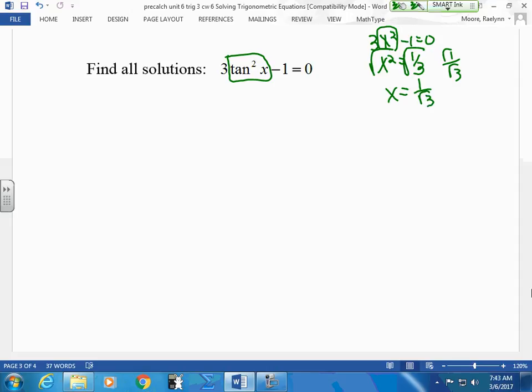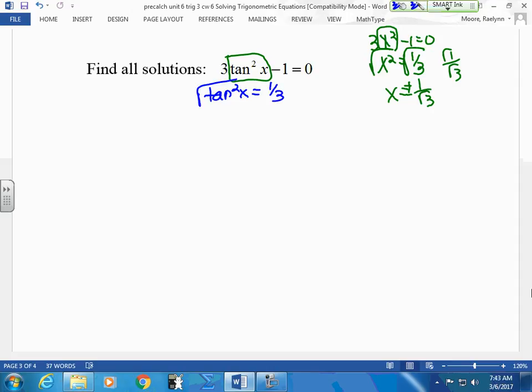Plus or minus. Good. When you undo a square, you get a plus or minus. When the square root is there, you get whatever sign's in front of it. But when you undo a square, you get a plus or minus. So now when I come to this guy, I'm going to do the same thing you told me. Add 1, divide by 3.